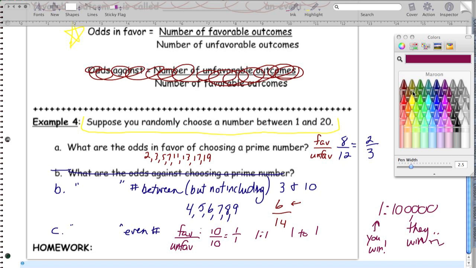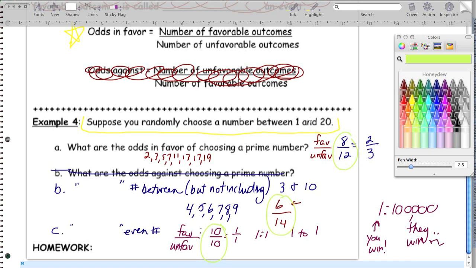Okay? One last thing I want to point out is right here. If we look back at our odds in favor, here we had our favorable over unfavorable 8 to 12. Here we had 6 to 14. Here we had 10 to 10. If we total these, 8 plus 12 is 20. 6 plus 14 is 20. 10 plus 10 is 20. Our total is always going to come to what our total options were. So total is not part of the problem. It's favorable over unfavorable, but the two of them added together should equal all of the possible outcomes.